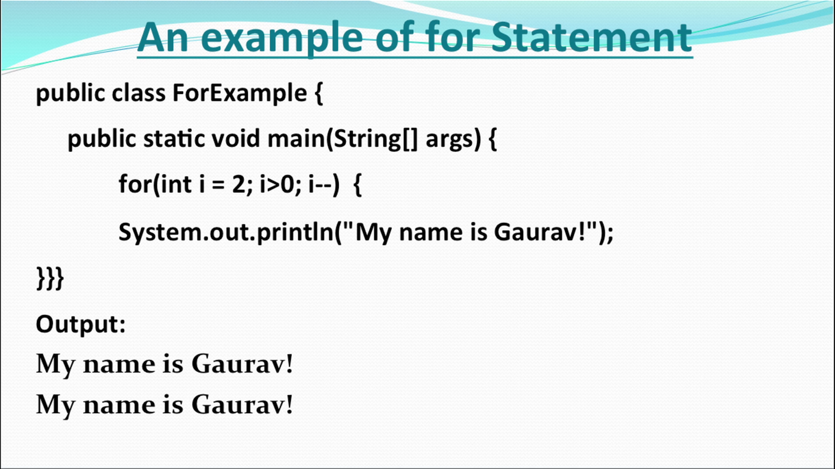This is another example of for loop. In the previous example we had seen that the for loop was initialized from I is equal to 1. In this particular example, we have taken int I is equal to 0, the condition that we are checking is I is less than 2, and the increment that we are doing is I plus plus, or I is equal to I plus 1. And again in this example system.out.println shows my name is Gaurav. So what do you think will happen in this particular program?